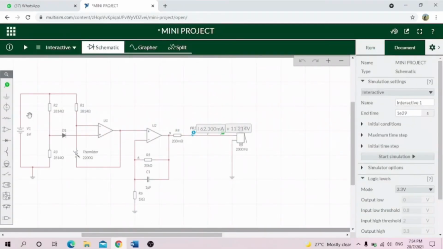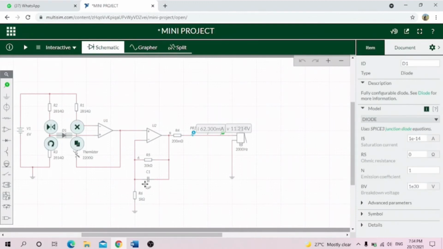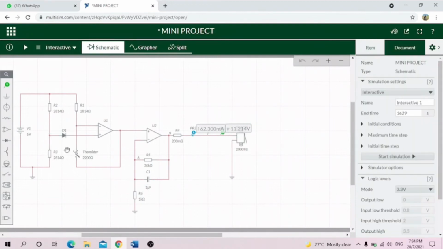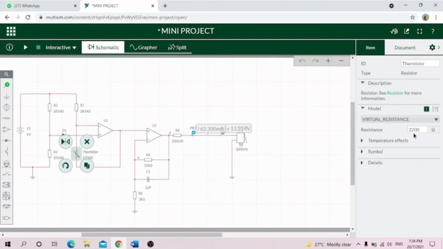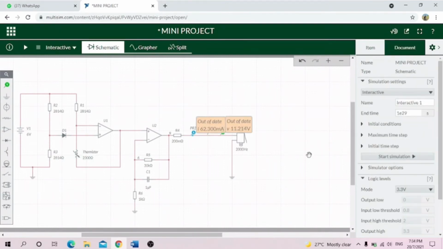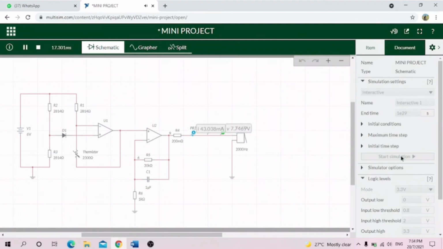By using the same circuit, but we change the thermistor to 2300, and we start the simulation and we can see that the buzzer will not sound at 2300 ohms because the temperature is low.